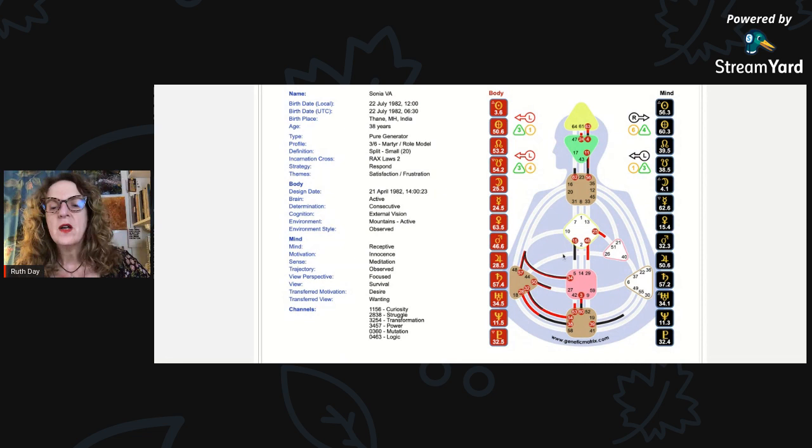All right, so we've got the type, which is a generator. We've got the authority, which is the sacral. And the other thing, the strategy, the way generators work in the world, is they need to be in response to something. So at work, it's a good idea for her to always be in response to things that are needed. In relationship as well. The handy thing about being a generator is there is always something to respond to. If the room is too hot, you turn on the air conditioner, you open a window, you're always in response to something.